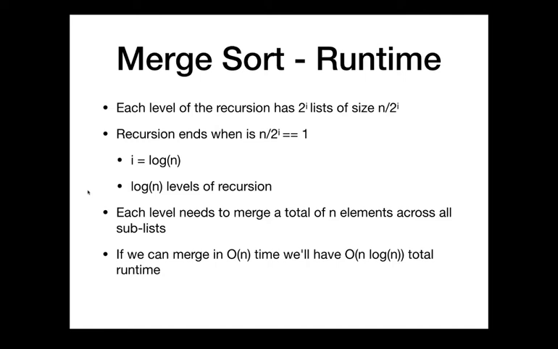Our goal is n log n runtime. If all the other work we can do, which was splitting into two lists, which we can do in constant time, and then merging, so if we can merge in linear time, we're going to get our O of n log n runtime. So that's our goal, is to merge these things in linear time.